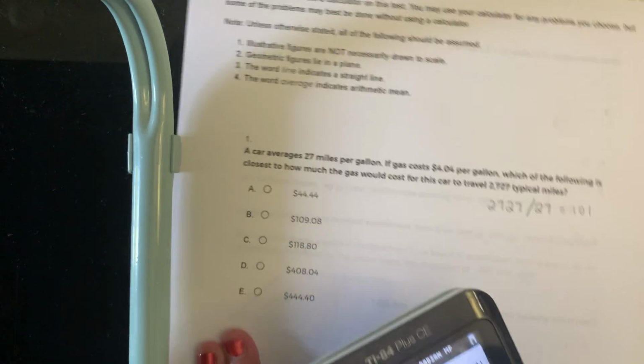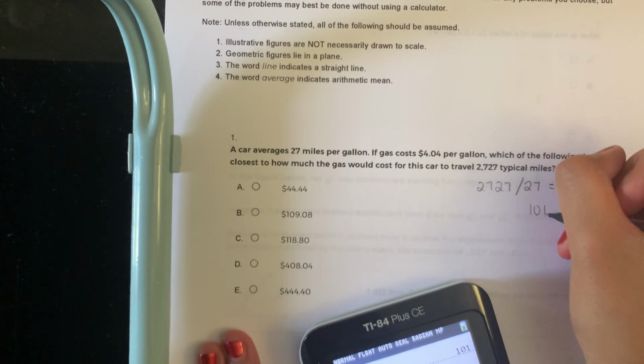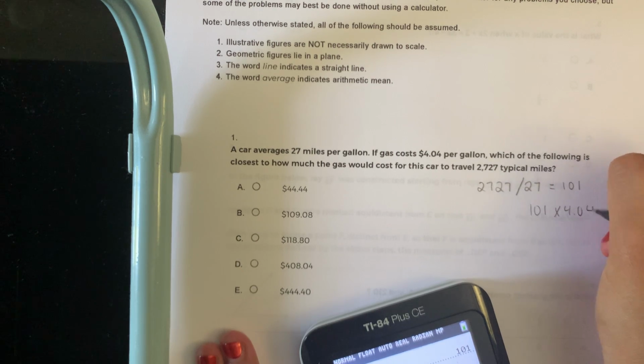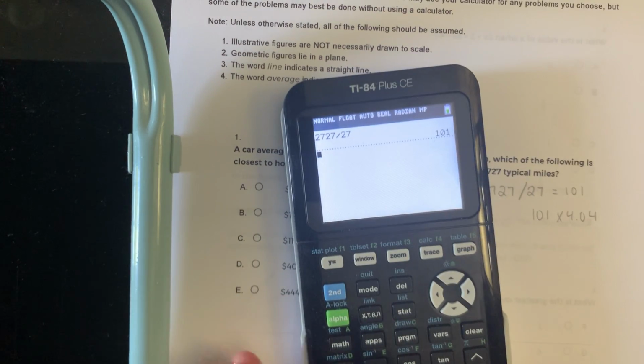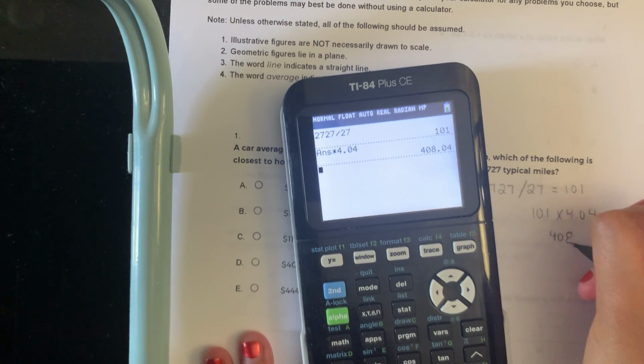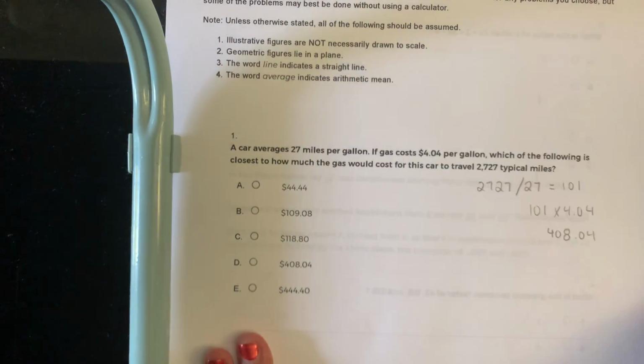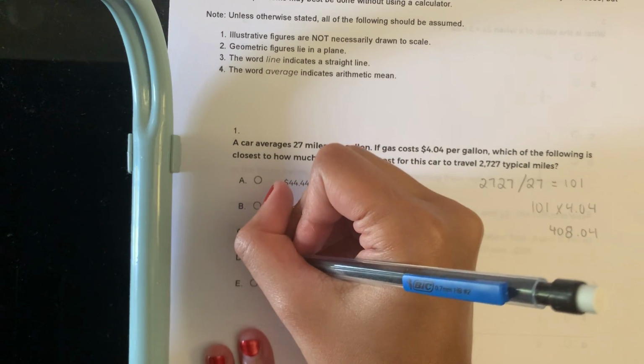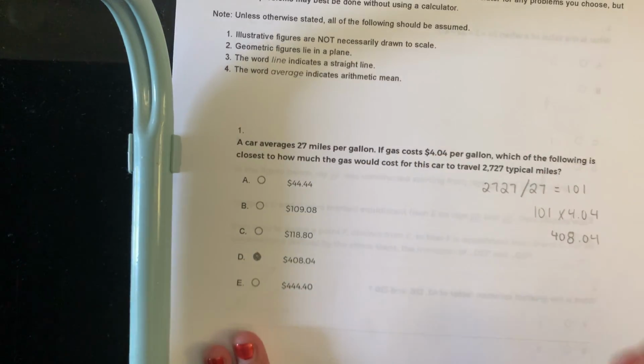So let's find the cost. 101 times 4.04. So that gives us $408.04, and that's D right here. Again, on the test, do not actually write out all this work, just do it on your calculator and it'll be easiest.